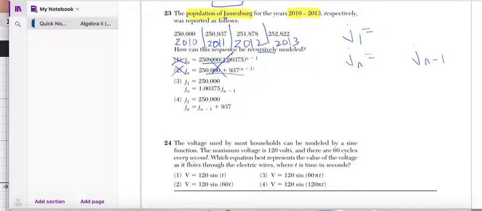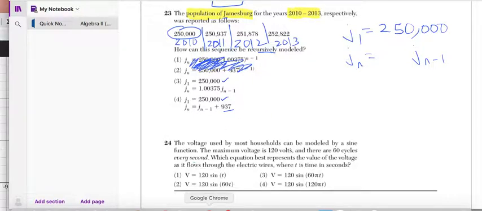J1 is 250,000. The first year, 250,000. Both functions are telling us that. So we got that. I'm going to scribble out these two other choices that don't work so that we don't look at them. These are explicit and not recursive. Both of these give the correct original value. Now in choice 3, we're multiplying by a constant amount, while in choice 4, we're adding 937 each time. So we want to find out which one it is.